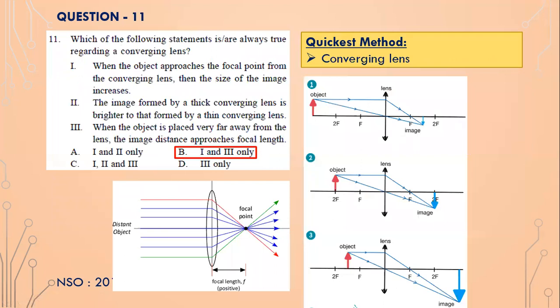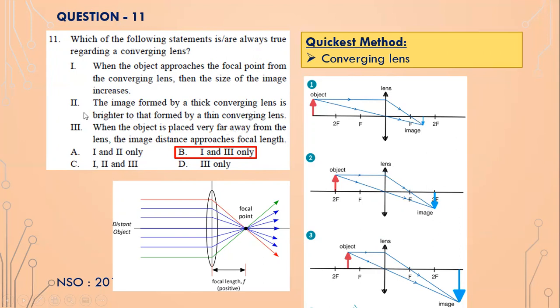Which of the following statements is or are always true regarding a converging lens? When an object approaches the focal point from the converging lens, the size of the image increases, which is true. So if you see the object, when it approaches the focal point, the image enlarges, isn't it? The image will enlarge. And this is the principle of magnifying glass. The image from a thick converging lens is brighter than that formed by thin converging lens. No, it won't change the intensity, isn't it? It will not change the intensity.